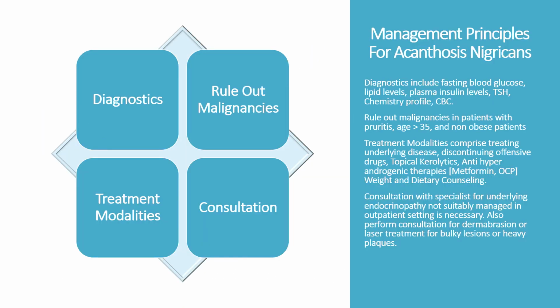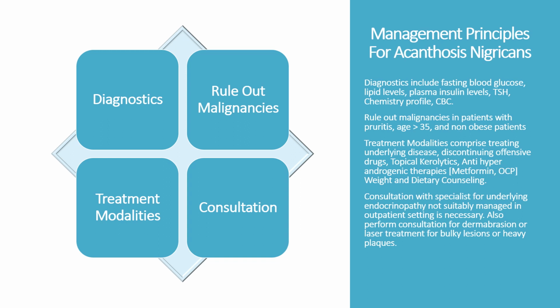Management principles for Acanthosis nigricans include the following. Diagnostics include fasting blood sugar, lipid levels, plasma insulin level, TSH, chemistry profile, and CBC. It is very important to rule out malignancies in patients with pruritus, age greater than 35, and non-obese patients.